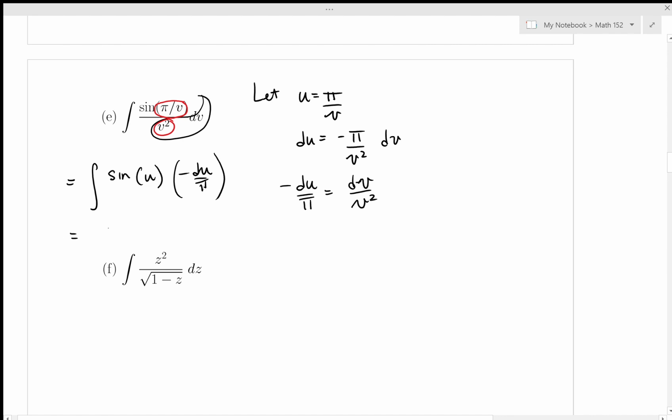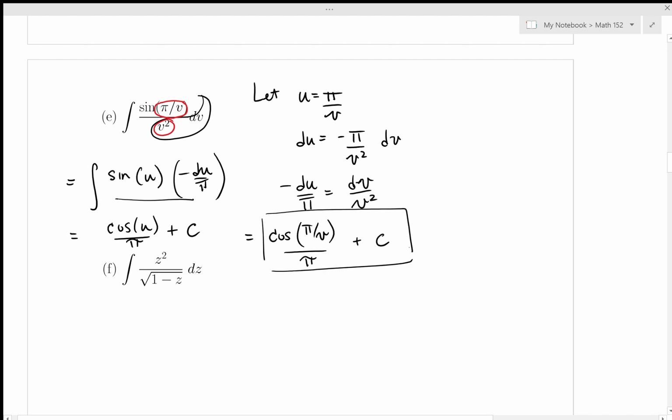That is simply cos u over pi, again plus a constant. And then I differentiate cos u over pi, and I see I would get minus sine u over pi. And that's exactly what I have under this integral right here. Then I back substitute, and I get cosine of pi over v divided by pi plus a constant. There we go. That's the answer to the original question. So differentiate and check and consider.